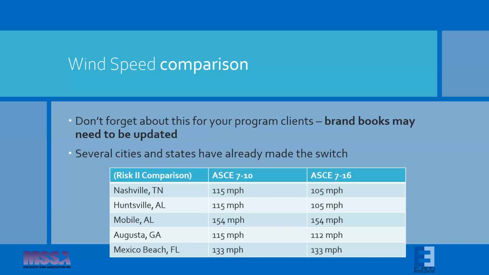Mobile stayed the same, not surprisingly, because it's along the coast. Mexico Beach, Florida, same thing. It stayed at 133. So again, the changes were focused mainly on inland, non-hurricane areas.